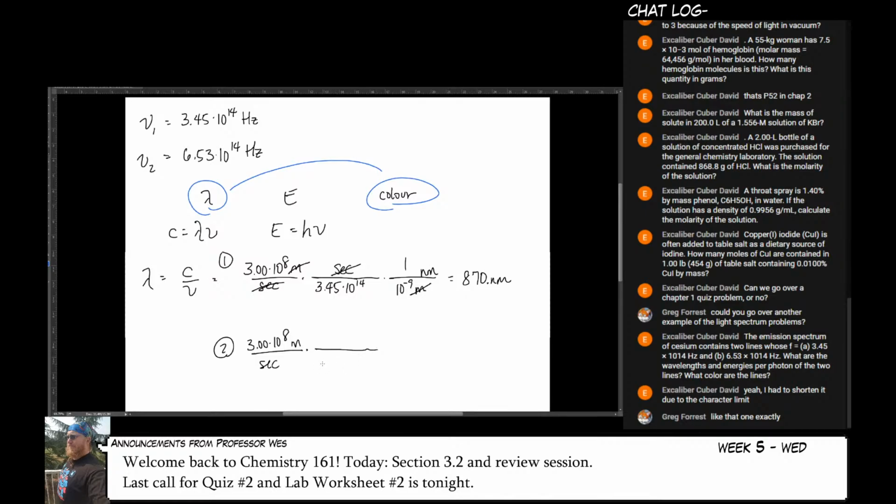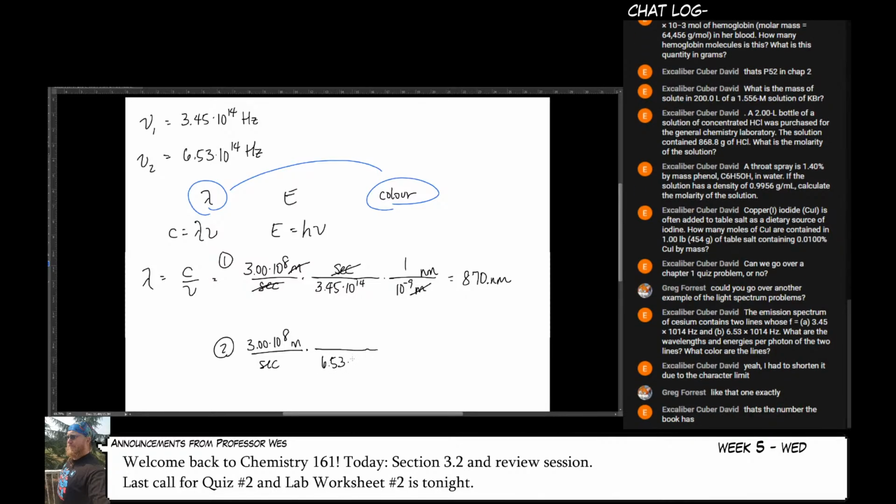And its frequency is 6.53. That's the number the book has. Okay, well, this is IR. This is not visible, which is rude. What color is the line? It is invisible colored. You cannot see it.